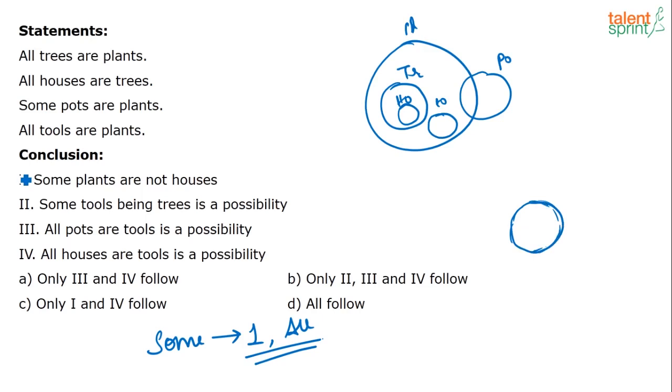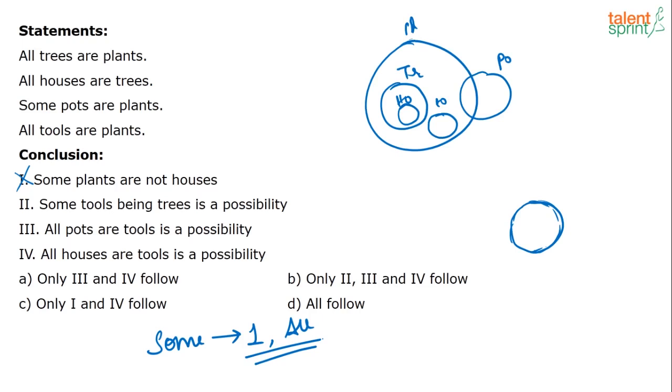Correct. So, it is not a definite conclusion, I will say, because in the basic diagram it seems like it is true, but if you look at the other cases wherein all the given sets are represented as one big set, where you consider some as all in its maximum value, what will happen? Some plants are not houses, right? That is not a definite conclusion.